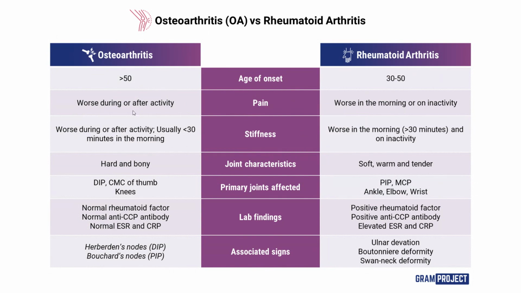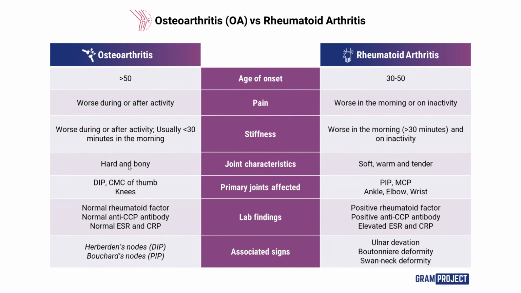Joint characteristics. So here you'd have more of a hard and bony joint. As we discussed, you have your Heberden's and Bouchard's nodes. Here it's more likely to be soft, warm, and tender. The minute you feel their interphalangeal joints, they'll be flinching in pain. Whereas here it is just going to feel hard.